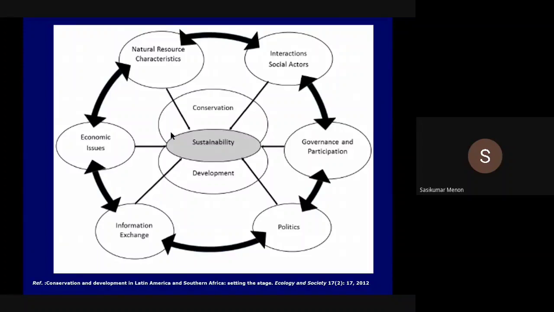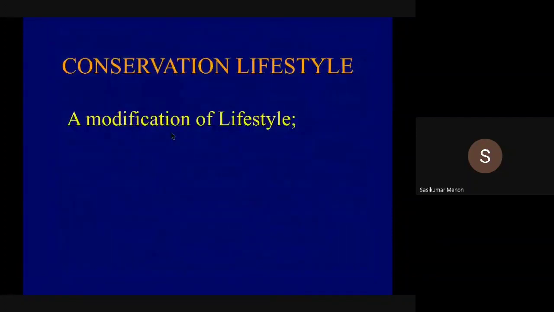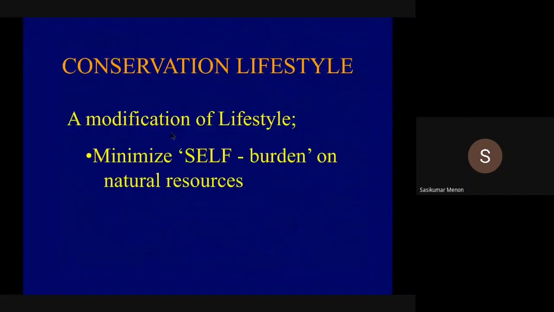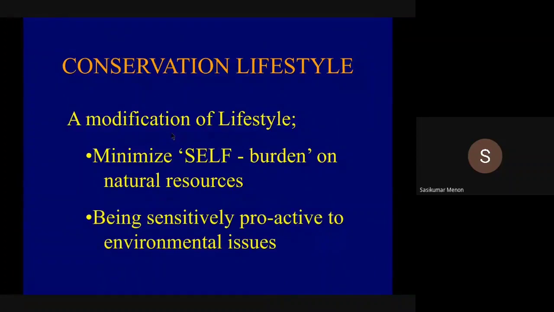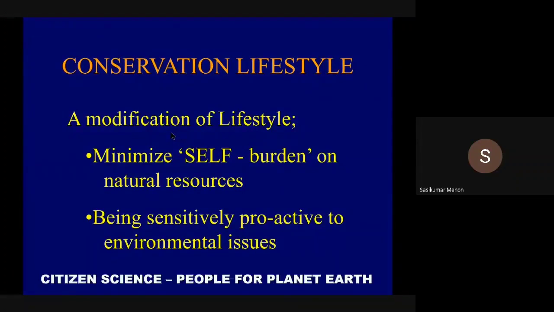You look at development from a conservationist point of view, so it will become sustainable development. What we need to do is a modification of lifestyle. Reduce our self burden. Just be sensitive to environmental issues, and therefore we can work through citizen science to make this planet better. Now, I'll just give you a short introduction to what citizen science is.